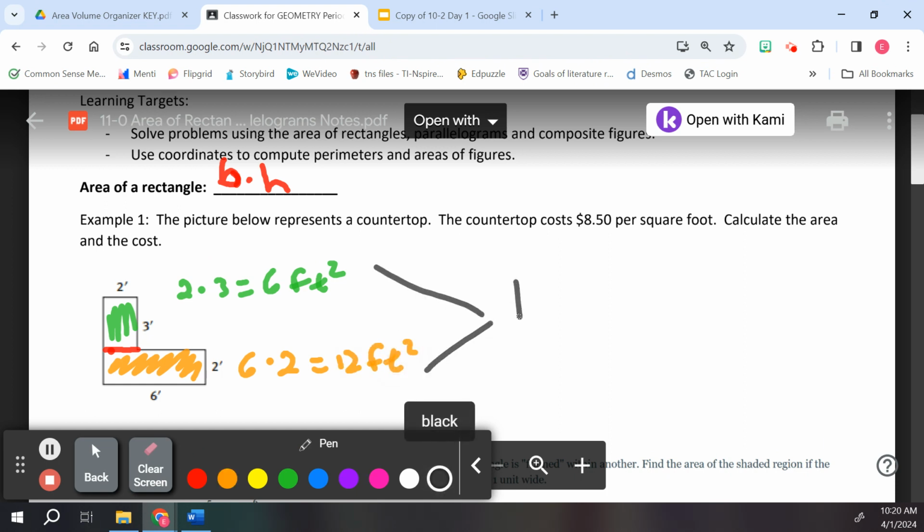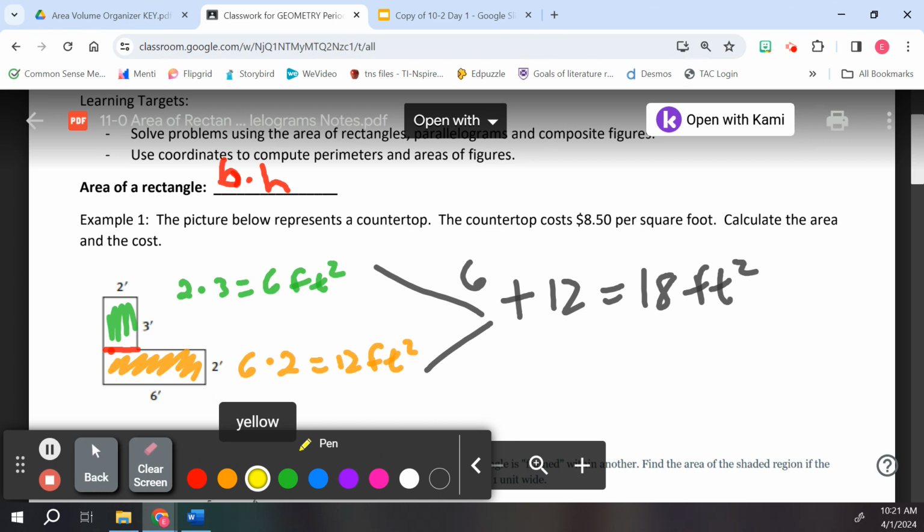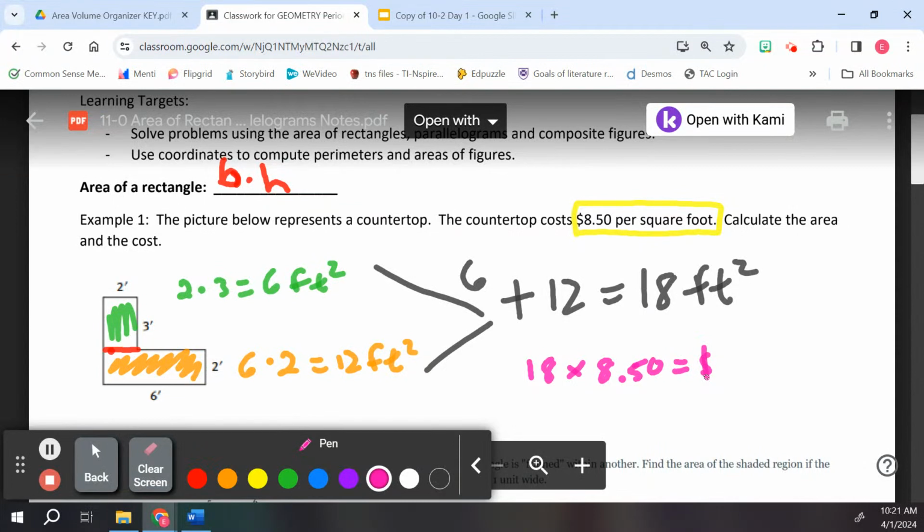Add these up. That leaves you with a total of 18 square feet. Now, the big thing here is that they want you to find the cost. This is $8.50 per square foot, which means we don't have to do any conversions. We're just going to take the 18 and multiply that by the $8.50, which will give us the total cost. Now, someone tell me, what is that going to be? What'd you get?